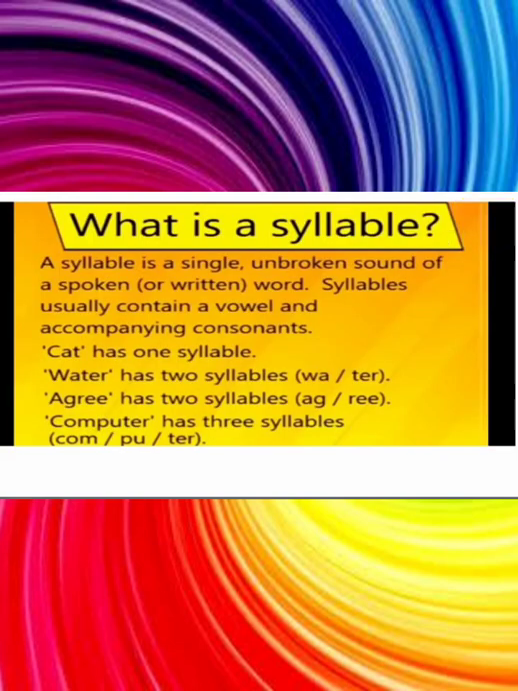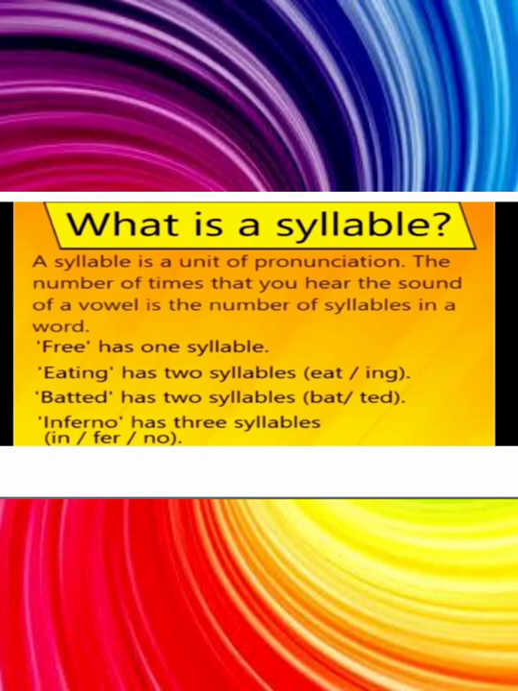A syllable is a single, unbroken sound of a spoken or written word. Syllables usually contain a vowel accompanied with consonants. Like cat. Cat has one syllable. Water. Water has two syllables. Agree. Agree has two syllables. Computer. It has three syllables. So for understanding more, a syllable is a unit of pronunciation.